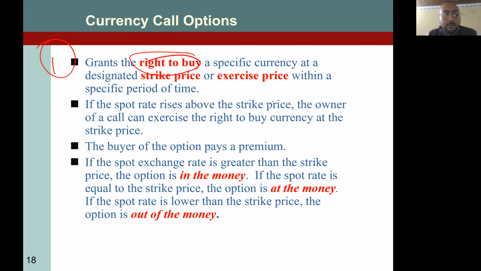Let's explore the call option. A call option grants the right to buy a specific currency at a designated price, which is called the strike price or exercise price. Like in forward and future contracts there is a forward rate and future rate, here we call it the strike price, strike rate, or exercise rate. Of course, there would be a time T.